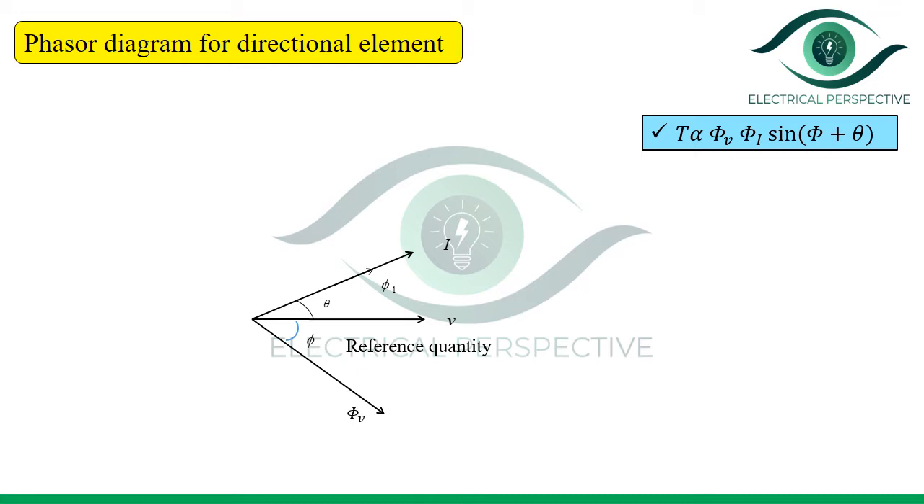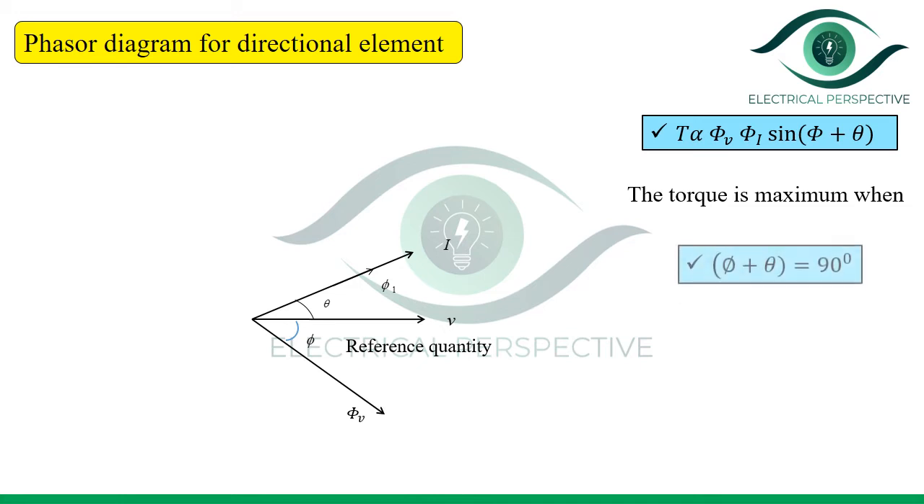Therefore, T is proportional to phi V phi I sin(phi plus theta), where phi V is proportional to the voltage and phi I is proportional to the current. The torque is maximum when the two fluxes, phi V and phi I, are displaced by an angle of 90 degrees. That is, when theta plus phi is equal to 90 degrees.